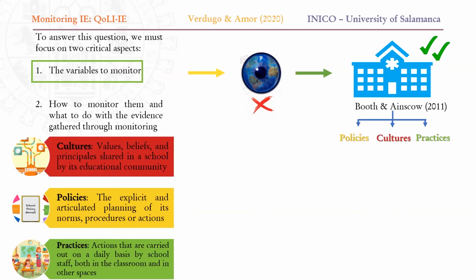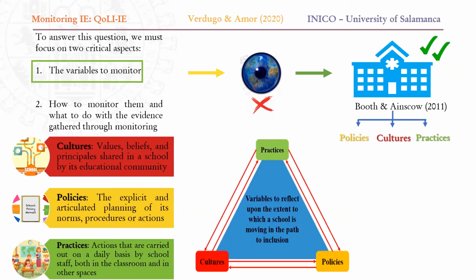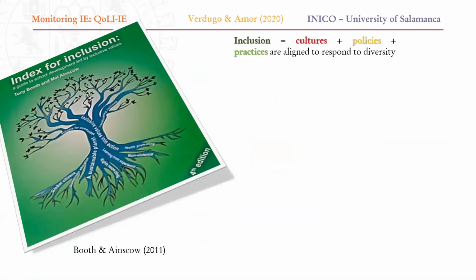Last, practices refer to the actions that are carried out on a daily basis by teachers and other professionals, both in the classroom and in other spaces or in complementary or extracurricular activities. Practices need policies that support them, and at the same time, practices are the way to embody the values and principles of school cultures. This diagram represents the relationship between these three relevant variables to monitor inclusive education. From the perspective of Booth and Ainscow, developing the Index for Inclusion, developing learning and participation in school, for a school to successfully move towards inclusion, it must align inclusive culture, policies, and practices.